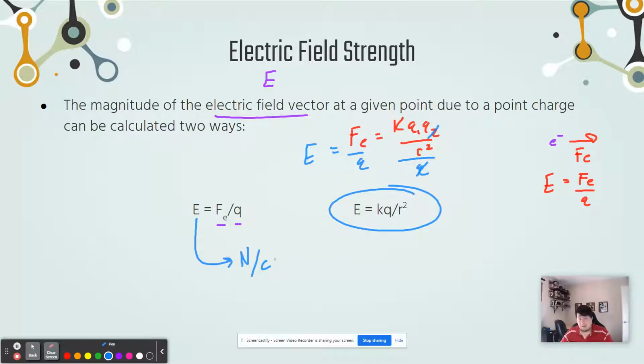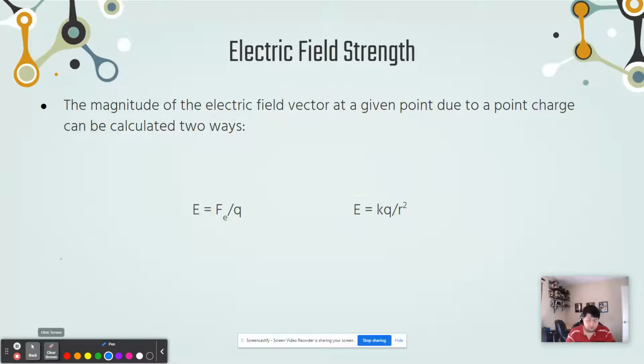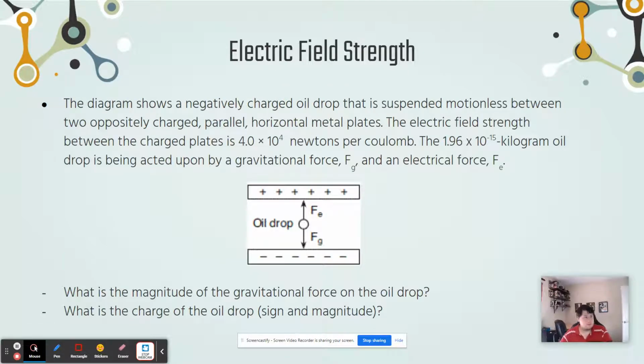So I want to take my time and take a look at a few different ways that they could ask you to calculate the strength of the electric field. Let's take a look at a few different problems. This first one says the diagram shows a negatively charged oil drop that's suspended motionless between two oppositely charged parallel horizontal metal plates. You're going to see a lot of parallel horizontal metal plates in this class. The electrical field strength between the charged plates is 4 times 10 to the 4th newtons per coulomb. Great. So it tells me that the electrical field strength E is 4 times 10 to the 4th newtons per coulomb.